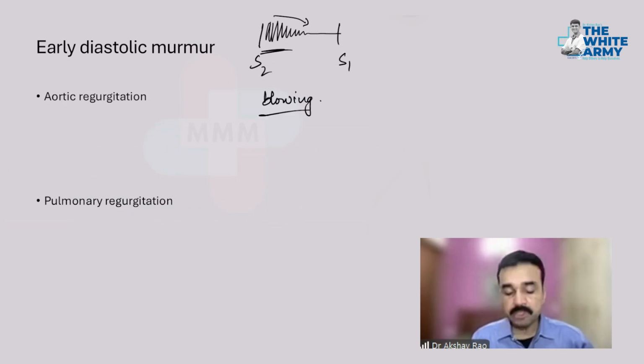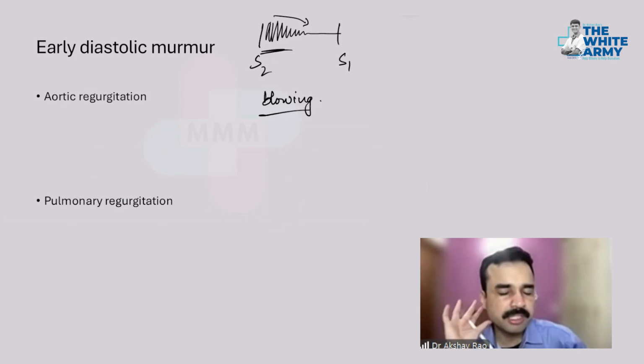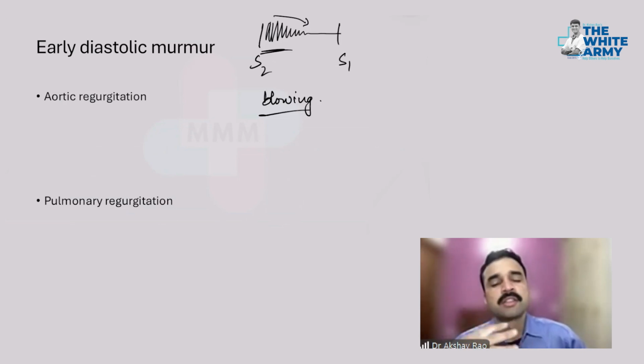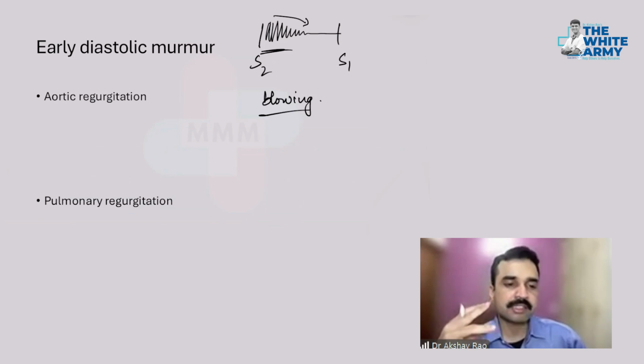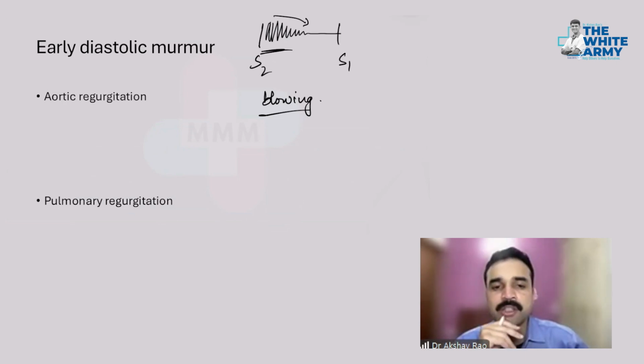Now, the problem with this early diastolic murmur of aortic regurgitation is that it is very difficult to pick up. It sounds very much like breath sounds. So you will mistake that sound to be the patient's vesicular breath sounds. It sounds just like that. It's blowing in character, just like the breath sounds. That's how it appears on auscultation. So the aortic regurgitation murmur sounds very much like a person's breath sound.